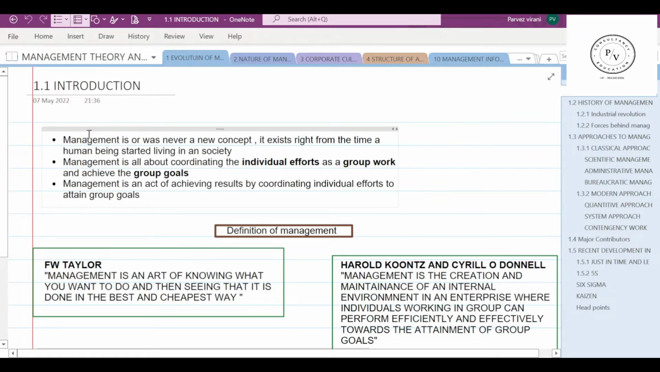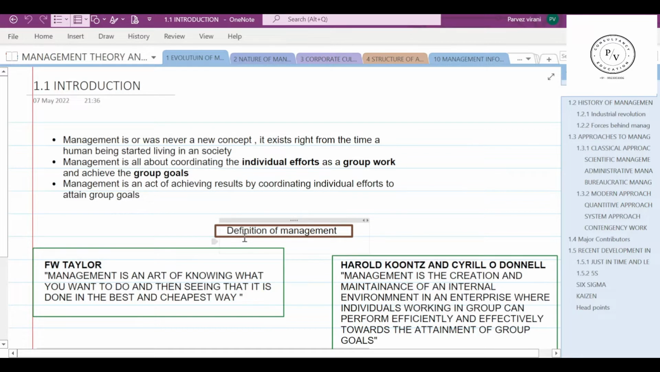So let's start. The introduction part says management was never a new concept. It was existing right from the time human beings started living in a society. Management is all about coordinating individual efforts as group work to achieve group goals. Management is an act of achieving results by coordinating individual efforts to attain the group goals.